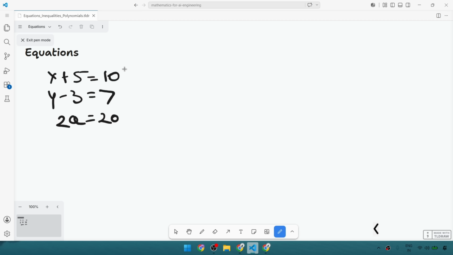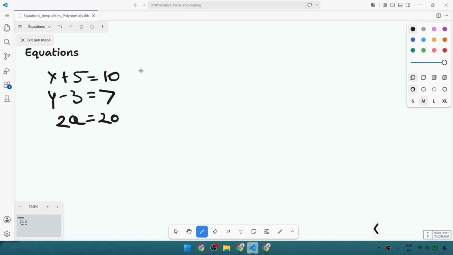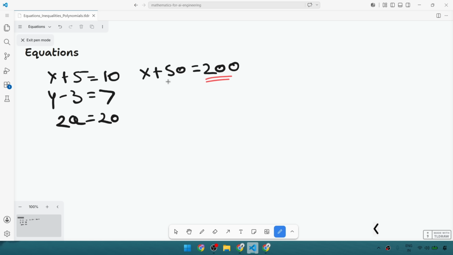Now let's take one real life example. Suppose you have 200 bucks and you spend 50 bucks. How much money remains? So let's say the remaining money is x. So how can we make an equation for the same? So here we can write x plus 50 equals 200, right? We had 200 bucks and out of that we have spent 50 bucks. So we have this much remaining amount.